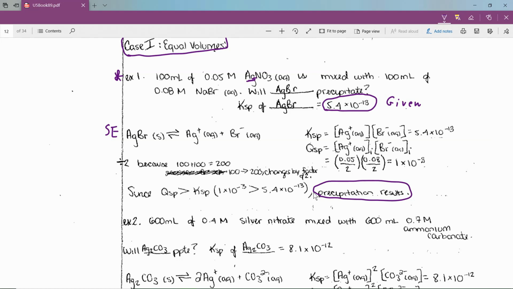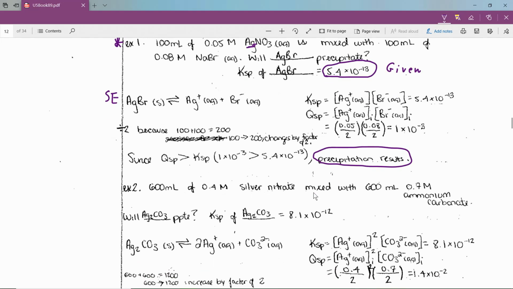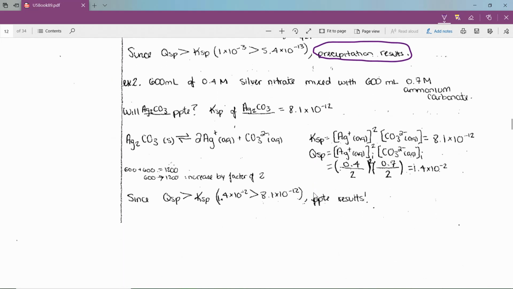Notice here I'm not asking for the minimum amount needed, I'm just asking, do we get precipitate or not when we mix equal volumes? The answer is we do, and it's silver bromide that precipitates. Okay, let's look at a second example here.